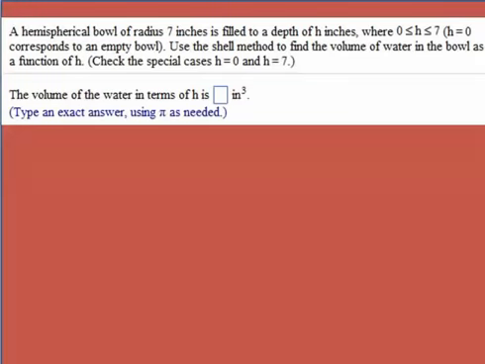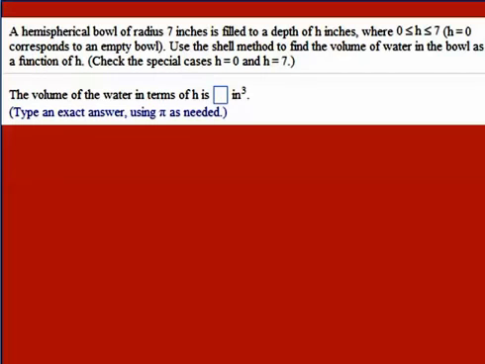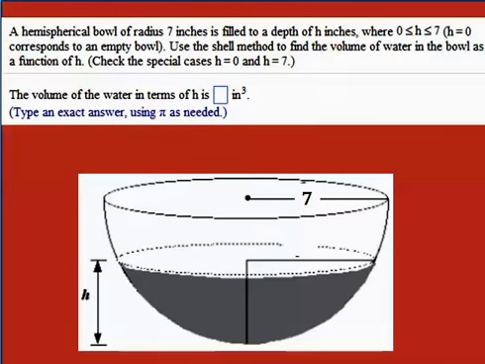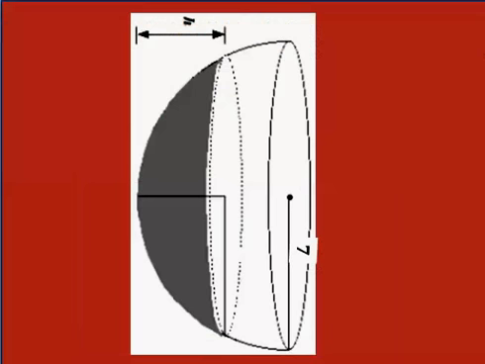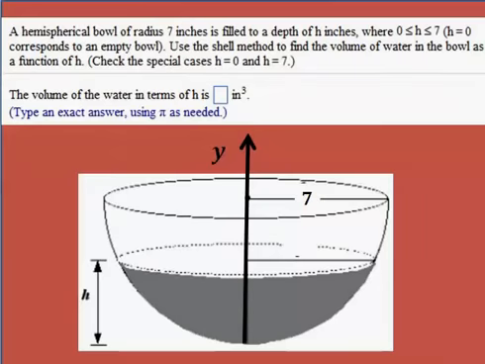6.4.49. A hemispherical bowl of radius 7 is filled to a depth of h inches. Use the shell method to find the volume of water in the bowl as a function of h. The first order of business is positioning our bowl. For the disk method, I would put the bowl on its side and rotate about the x-axis. But for the shell method, rotating about the y-axis is easiest for me.